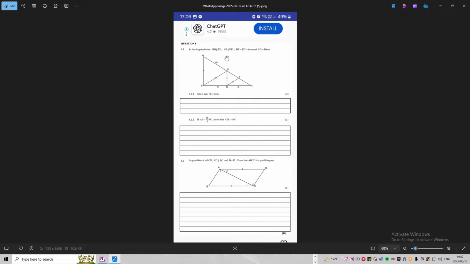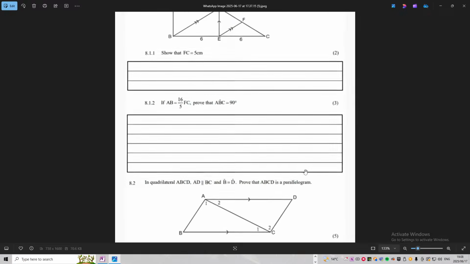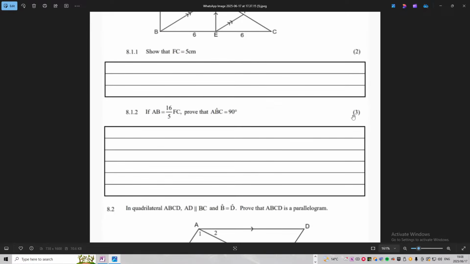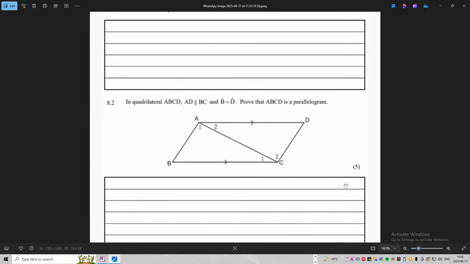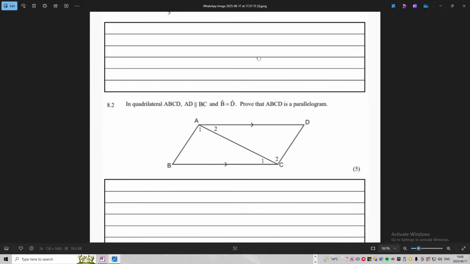And also, I think some of these, like this FC equals 5 centimeter. It's not 2 marks. Maybe it's more than that. Yeah. This maybe is 4, 5 marks. This maybe is 5 marks. This maybe will be 6, 7 marks. But this is 5 marks. Yeah, these are standardized marks.